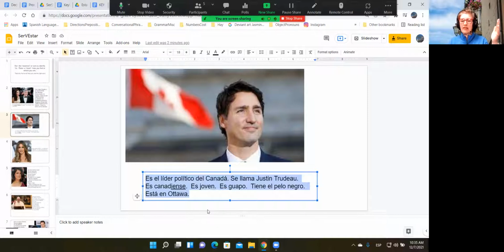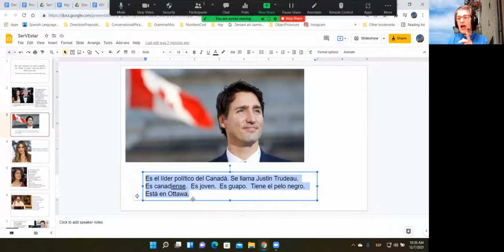Es el líder político del Canadá. He is the political leader of Canada. That's his job. Se llama Justin Trudeau. His name is Justin Trudeau. Es canadiense. That's where he's from. It's ser. Es joven. Es guapo. He's young. He's a looker. Okay. Tiene el pelo negro. He has, oh, tiene, different verb. He has hair. Tiene el pelo negro.